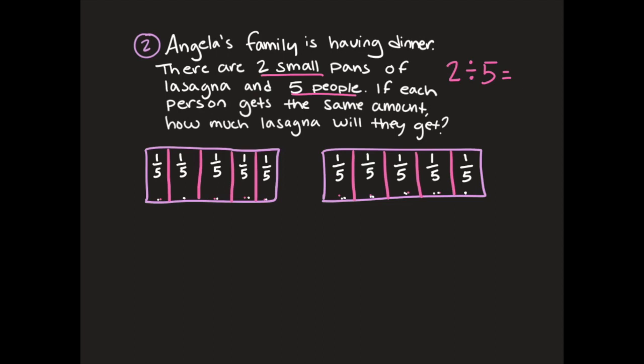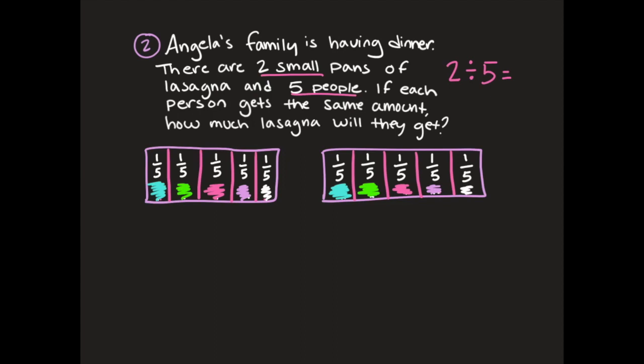Okay, so if I have 5 people here, I'm going to give them 1 piece from each pan. So this blue person's going to get this one and this piece. Here's my second person. Here's my third person. Here's my fourth person. And here's my fifth person. And again, I like to use color just so that it helps me see my problem a little bit better.